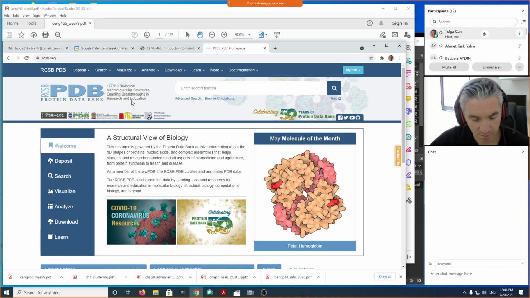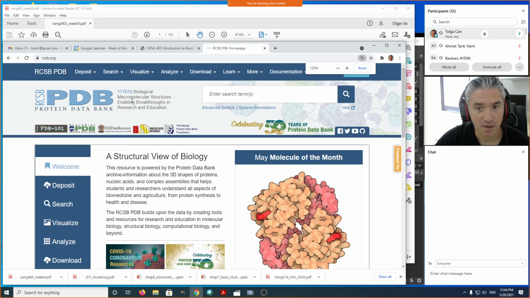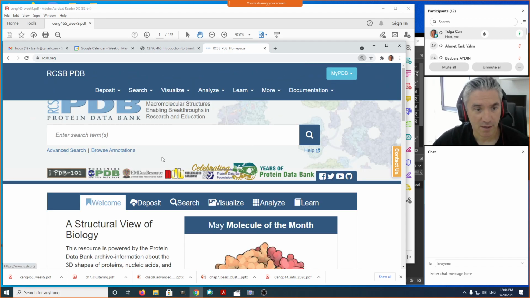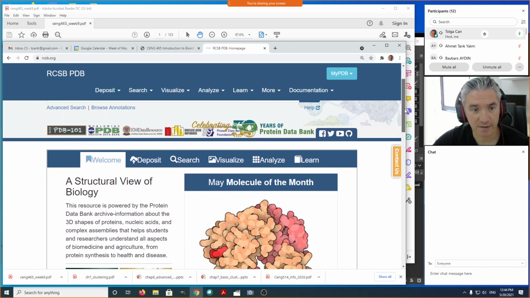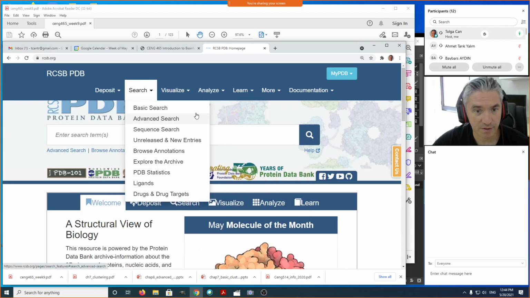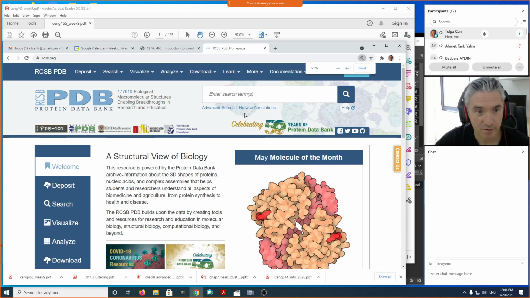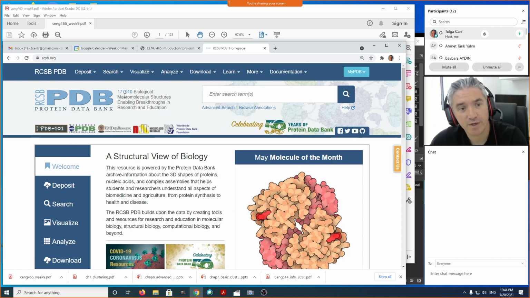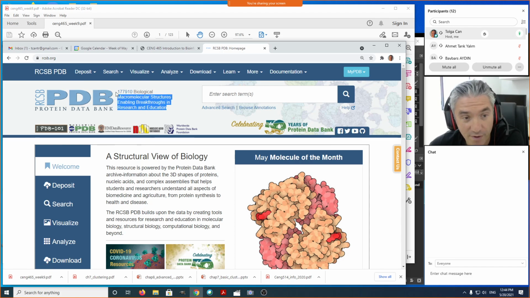Right now, if you take a look at this website, let me zoom in. If you look at the statistics, when you zoom in, the statistics at the top disappear, so it has to be at this zoom level. Around 177,000 protein structures are available today in the Protein Data Bank. This number, as you can see, is very small compared to the available number of protein sequences.